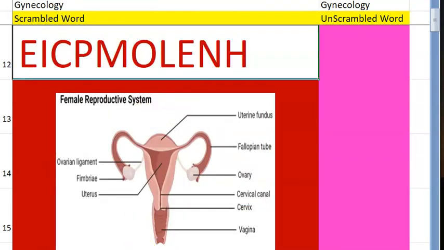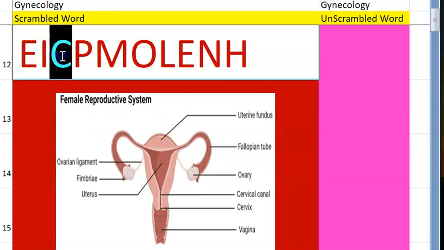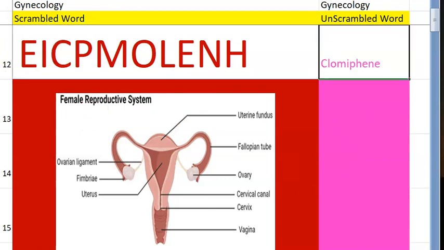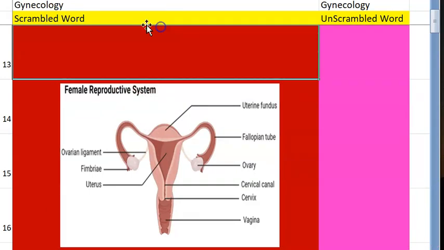12th one here. It's starting with C. It's the name of a drug, ovulation. It helps in infertility. Clomiphene citrate. Very good. What is 13th one?